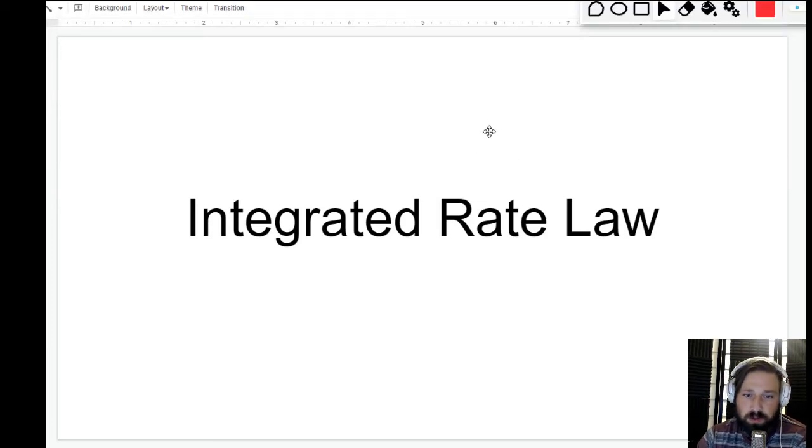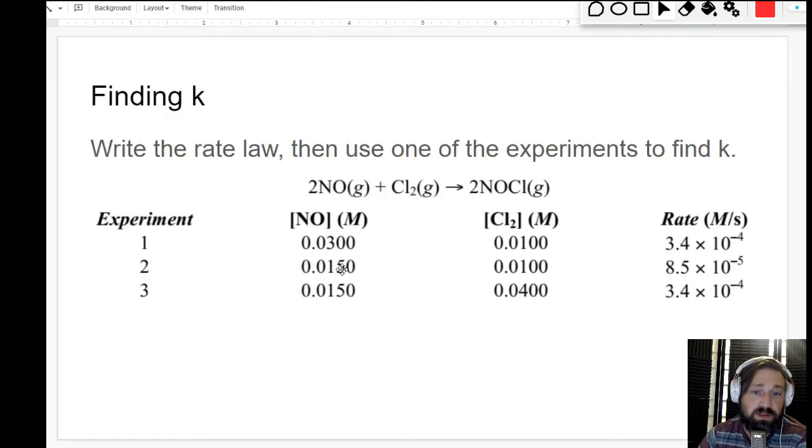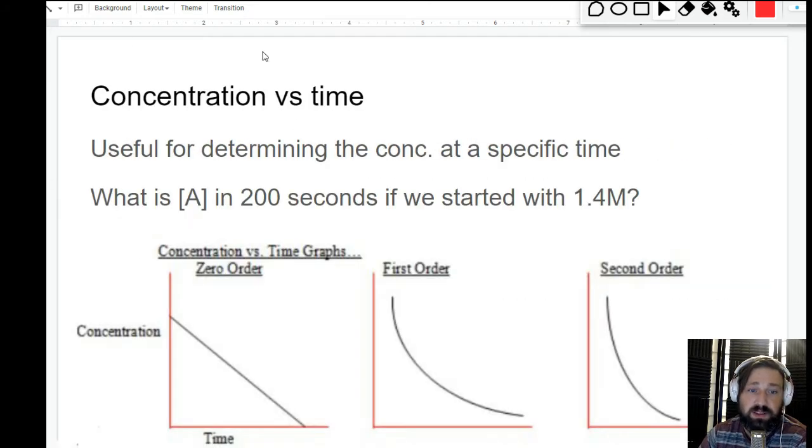Hey everyone, so we're going to keep going on with kinetics, and this time we're going to be talking about the integrated rate law. Like I said before, the other rate law is all about how concentration relates to the rate. This is going to be about how concentration relates to the time. So let's move on with this real quick. All right, so concentration versus time. That's what the integrated rate law is all about.